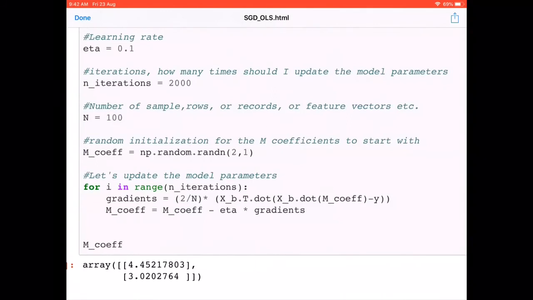And if you see here, I'm using the randn function, and I'm passing two parameters here, 2 comma 1. So basically I'm creating two initialization. I'm basically creating two random values, and these two values are for m0 and m1, so basically for your intercept and for your slope.